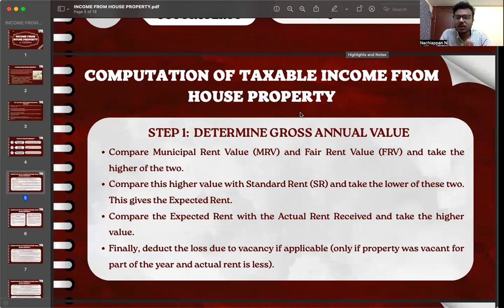Now there may be a situation where the house has been vacant or not let out for a period of time, right? In such a situation, that can be deducted from the gross annual value to give you an advantage. So if it is not rented out for, say, 2 months, then you can deduct the 2 months' rent from the value, and then the final value that you are getting is the gross annual value.